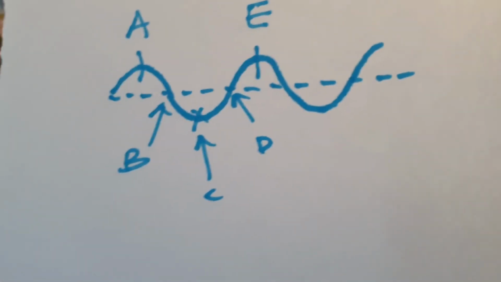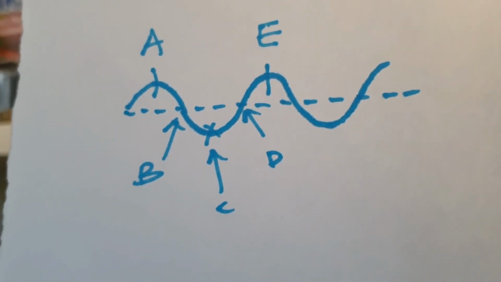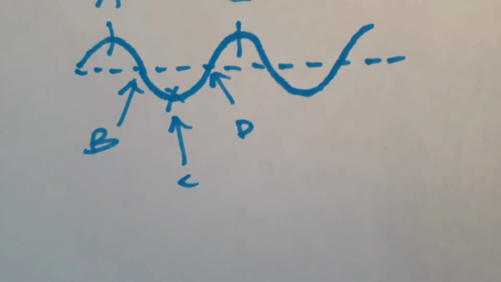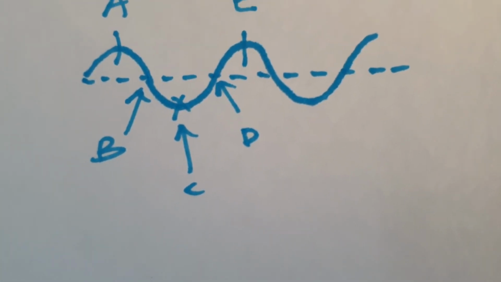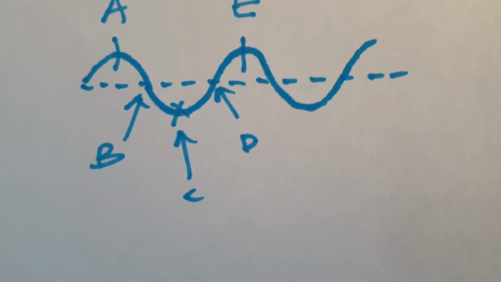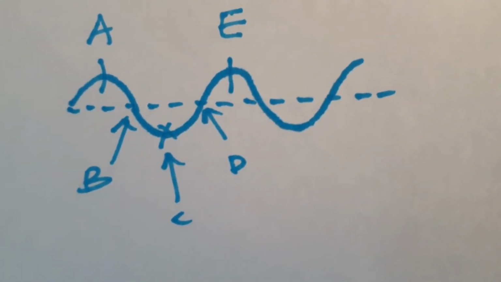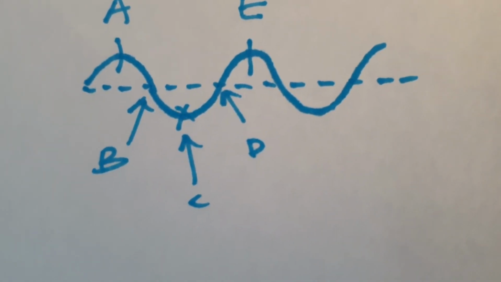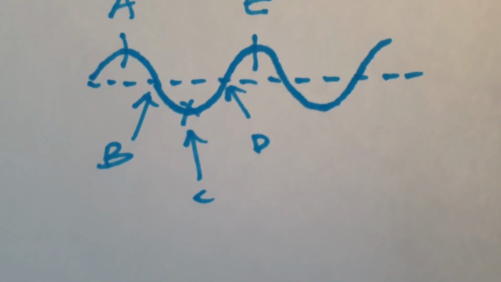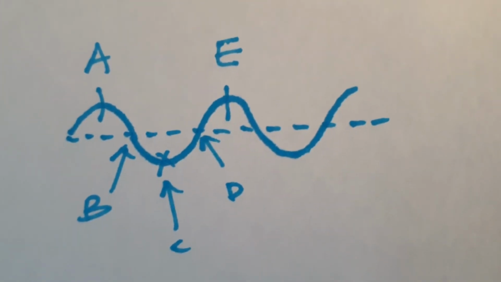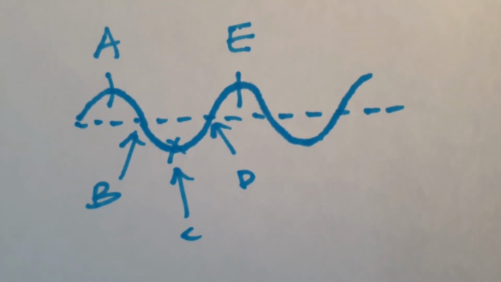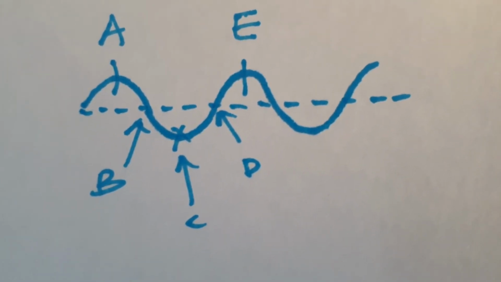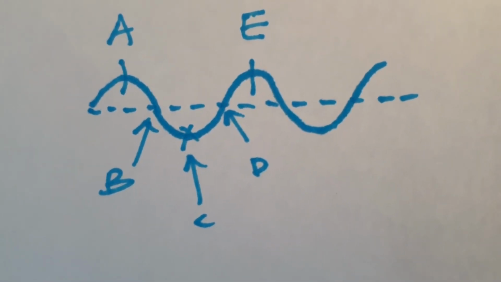Now what about between C and D? Now between C and D, I think if it's symmetrical, it's a quarter between A and E. So what's a quarter of 360? It's 90. So between C and D, the phase difference is 90. And what about between C and E? Between C and E, it is halfway between A and E. So half of 360 will be 180 degrees.